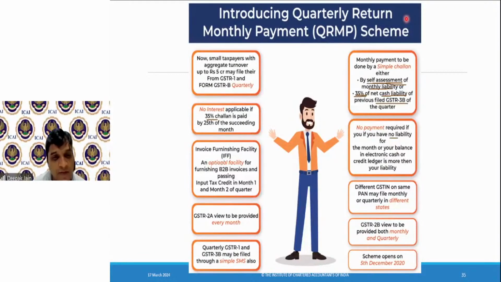Then IFF is an optional facility for furnishing B2B invoices and passing ITC in month 1 and month 2, which we understood. Different GSTINs on the same PAN may file monthly or quarterly in different states. This also we understood. GSTR-2A view to be provided every month. GSTR-2B view to be provided both monthly and quarterly. Scheme opens in December 2020. That is when this started. Quarterly GSTR-1 and maybe 3B may be filed through a simple SMS. Okay, so these are the benefits of QRMP.